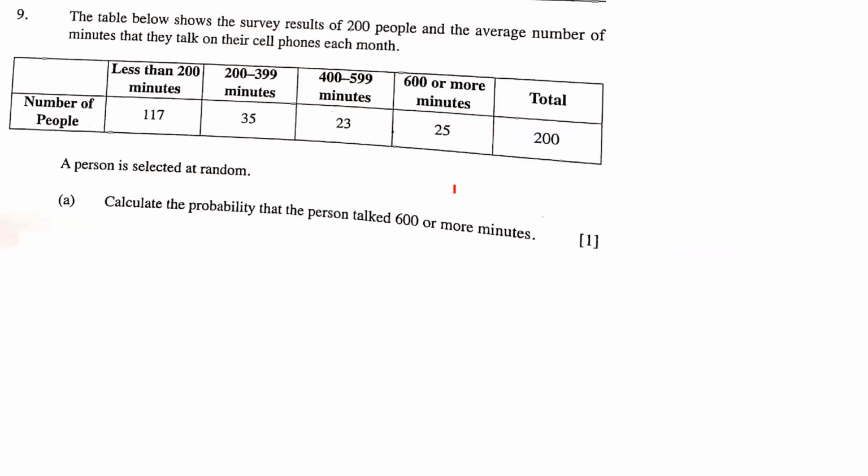Here we have a probability question. It says the table below shows the survey results of 200 people and the average number of minutes that they talk on their cell phone each month. So we have the number of people. We have 117 people who talk less than 200 minutes. 35 people talk between 200 and 399 minutes. And 23 people talk 400 to 599 minutes. And 25 people talk 600 or more minutes. And that gives us a total of 200 people.